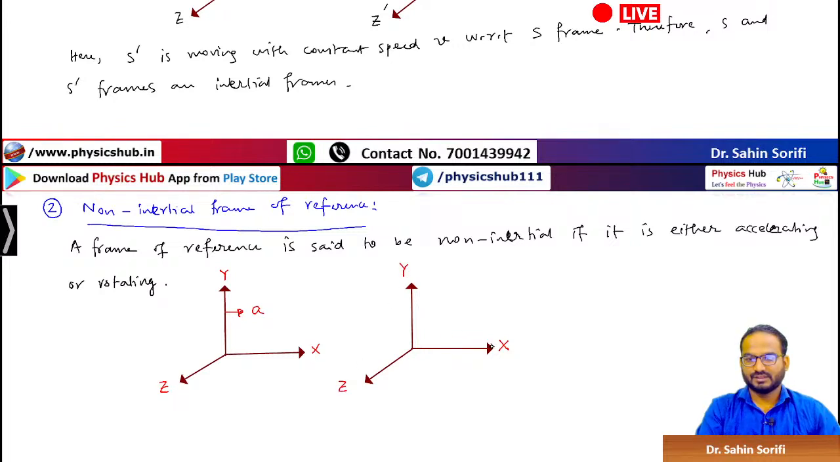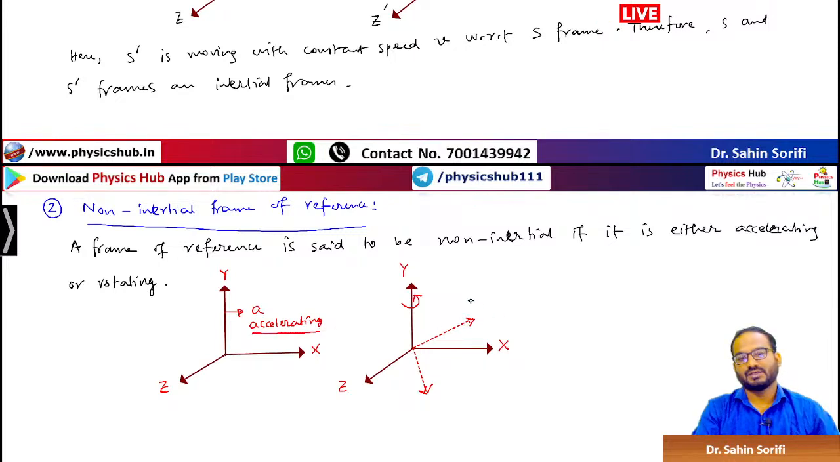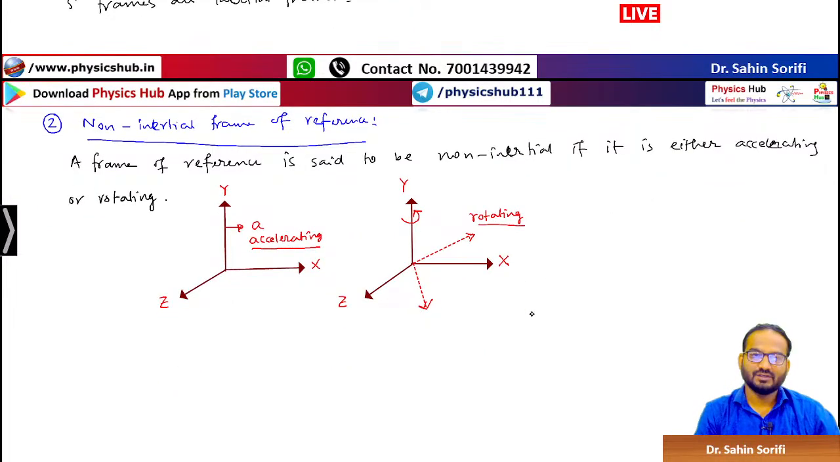Now this frame is rotating. So after rotation, let's say this x-axis is coming here. It is rotating about the y-axis. The x-axis will come here and the z-axis will come here. It is a rotating frame. Rotation is taking place about the y-axis. So this is either accelerating or rotating. These are the examples of a non-inertial frame.